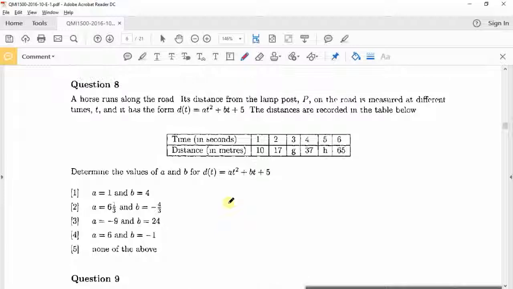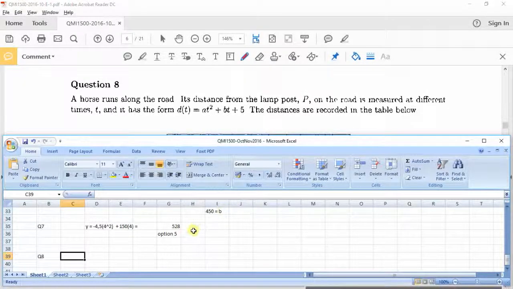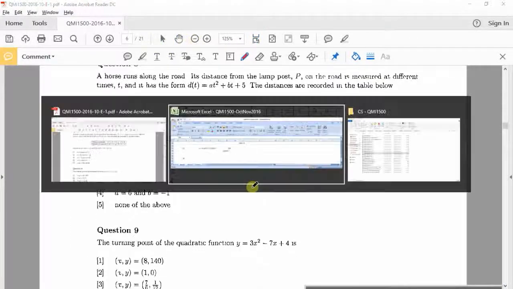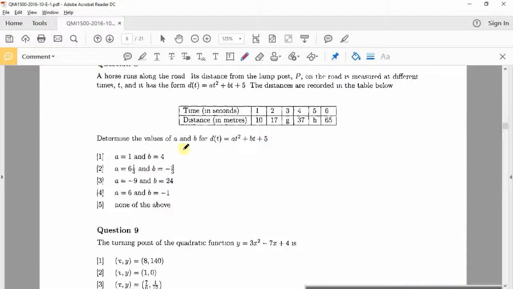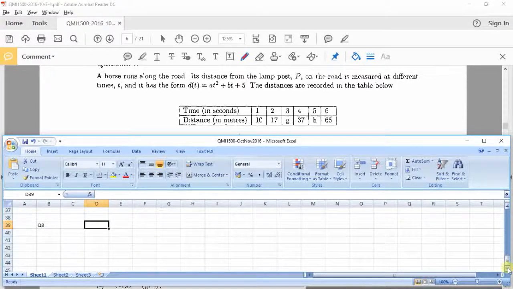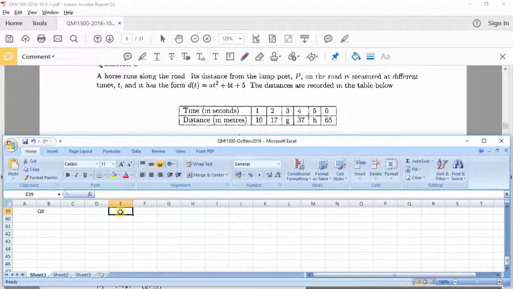Great. Number 8. Let's shrink this so we can see it. Determine the values of A and B. There's the equation. That's a quadratic equation because it's squared. Basically we just need to find the equation for the quadratic. A horse is traveling along a road. The distance from P on the road is measured at different times. The distances are recorded in the table.